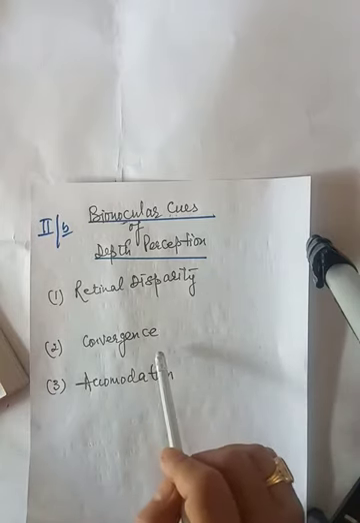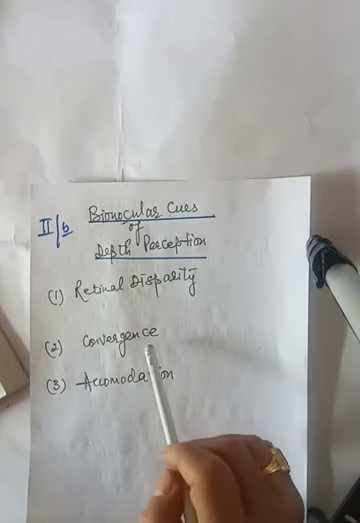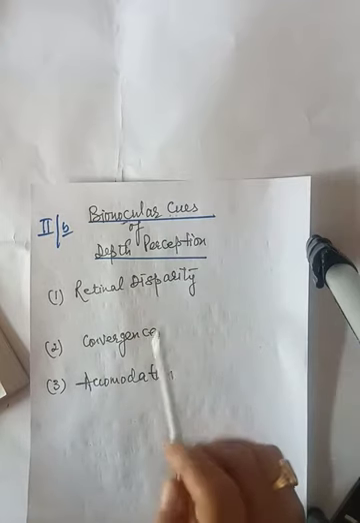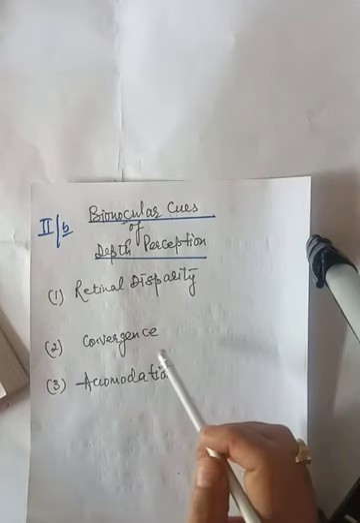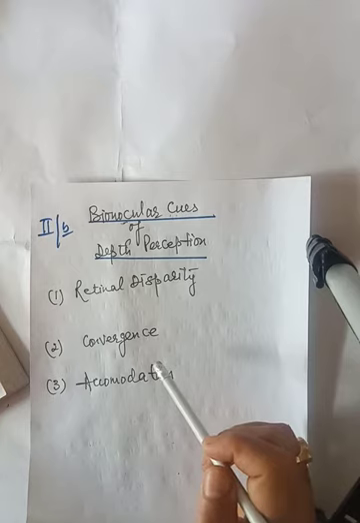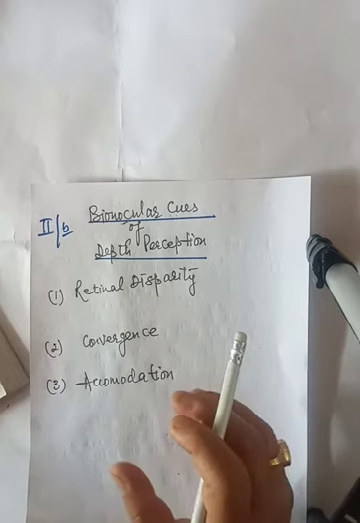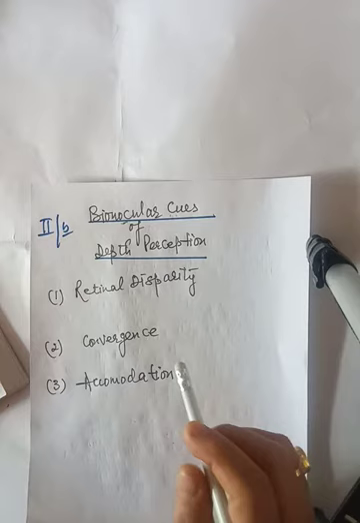Then second is convergence. Now convergence is another important binocular cue, which means movement of the eyes towards each other, towards the center. The pupil of the eye moves towards the center.